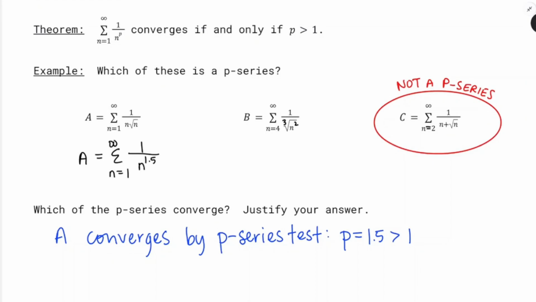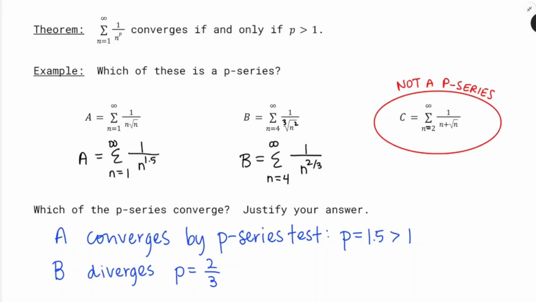first rewrite B as a power of n, so that would be n to the 2/3 in the denominator. And then we're going to look at that power and say, okay, well, if p is not greater than 1, then the series is not converging. So I'm going to say B diverges. And I'm going to be honest with you, in the p-series test, we don't really need to have that. We need the value of p and the condition on p that causes the thing to converge or diverge. So we're going to report the value of p, that was 2/3, and the fact that that is less than or equal to 1.